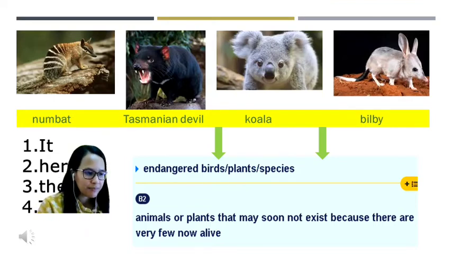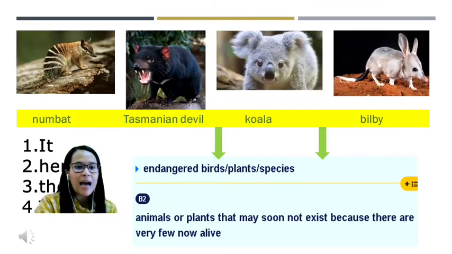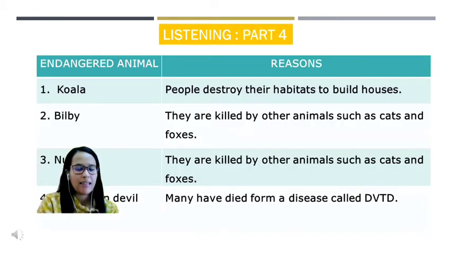However, maybe I can summarize the reasons why numbat, Tasmanian devil, koala, and bilby are endangered. People destroy their habitats to build houses, or towns are built in their habitats, and they also get a disease called DFTD. So that's what made them endangered species. Okay, they are killed by other animals such as cats and foxes. Maybe they also got the disease called DFTD, and people also destroy their habitats to build houses.